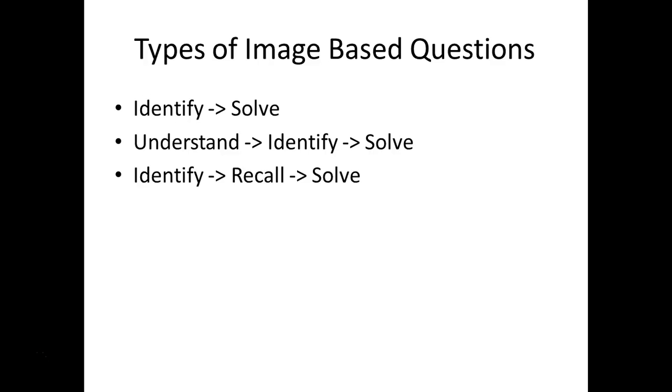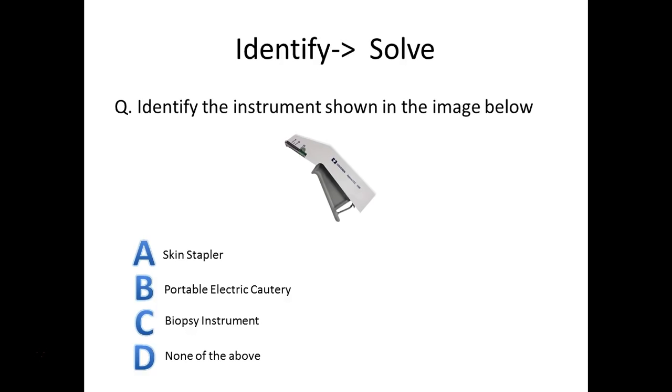Now, you have to understand that in each of these three types, identification of the image is of critical importance. So if you're not able to identify the image, you will not be able to solve the question. That is the base of the image-based question. Let's look at the first type, that is identify and solve.